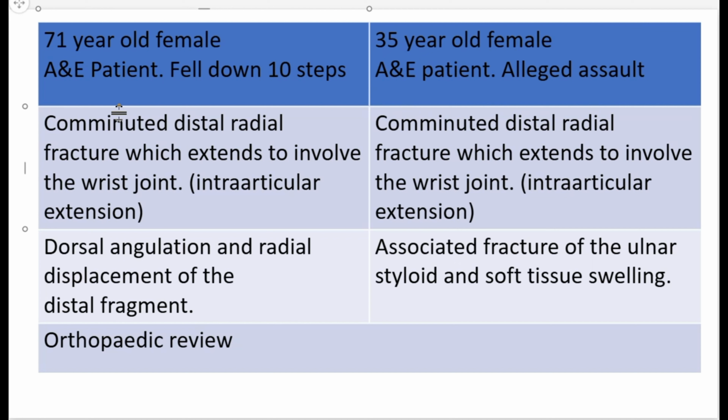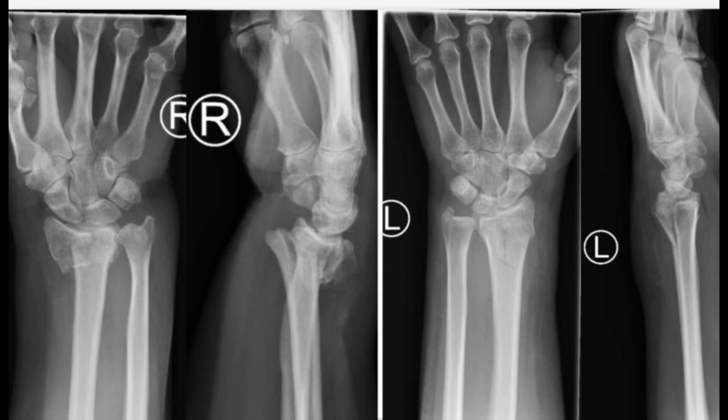There is a comminuted distal radial fracture which extends to involve the wrist joint. So it is intra-articular extension. This type of fracture has intra-articular extension. It's not an extra-articular fracture, because this fracture extends to involve the wrist joint.